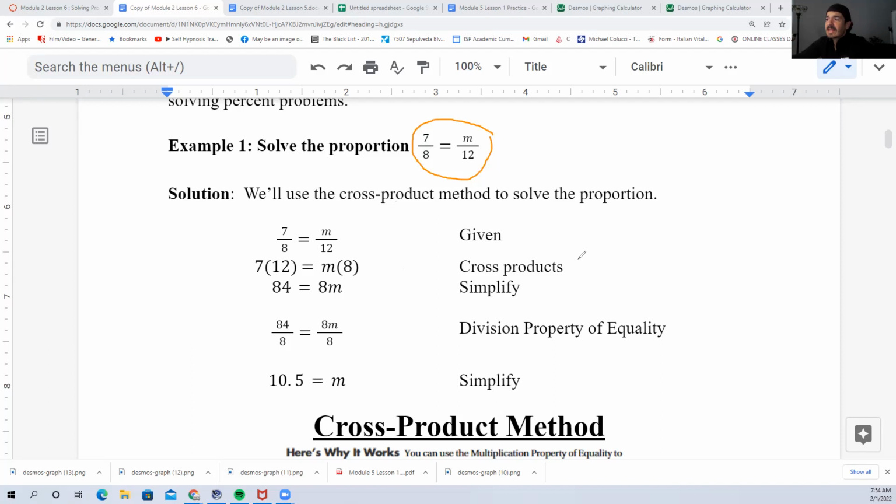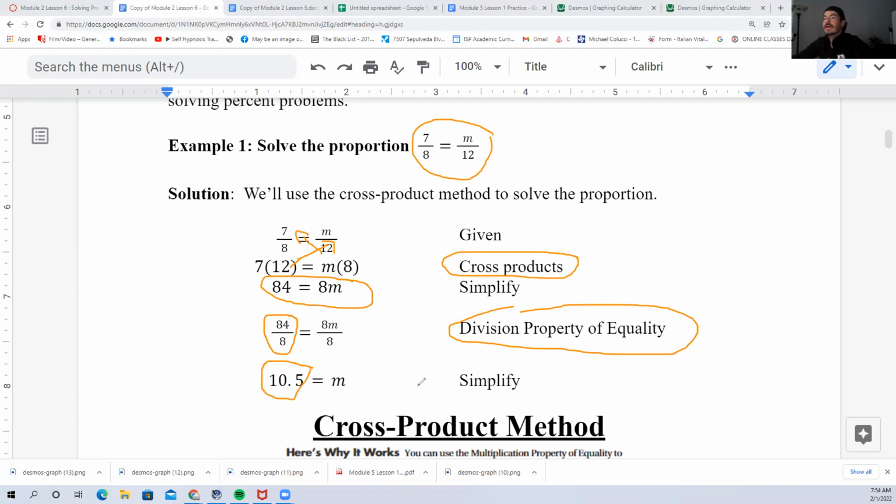Well, they said cross products. What is that? They multiplied the 7 and the 12 together. Now I'm kind of following. And they multiplied the 8 and the M together, and they came up with 84 equals 8M. Then they divided both sides by 8, and they ended up with 84 divided by 8, which simplified out to 10.5 equals m. So they came up with a non-integer answer.